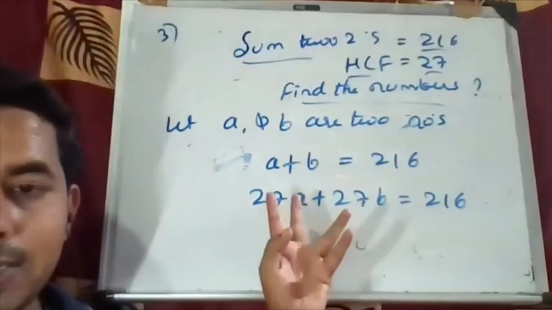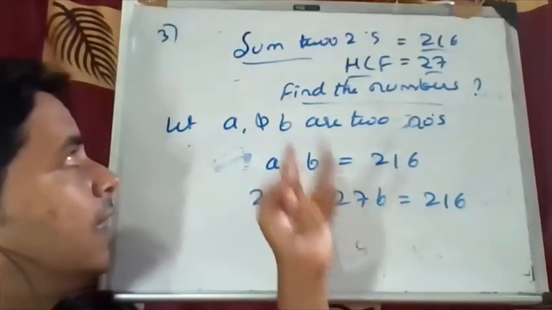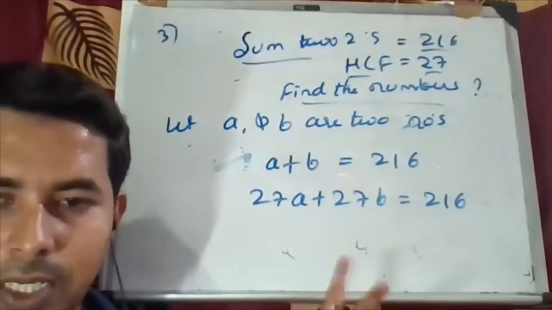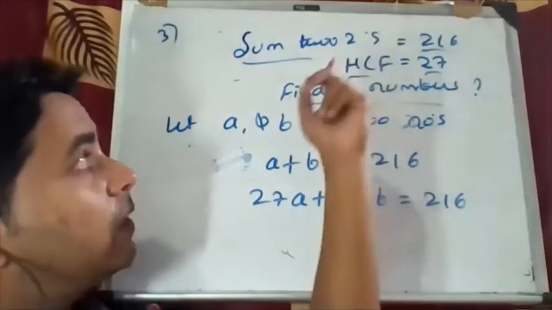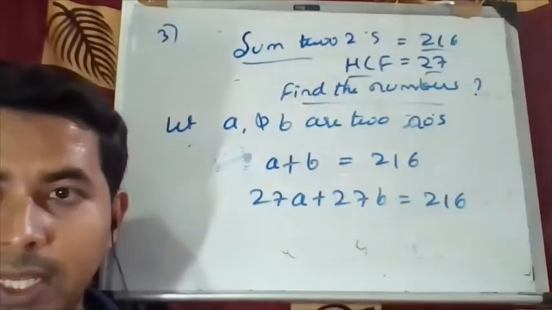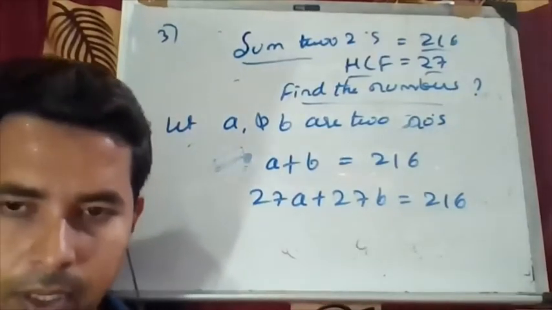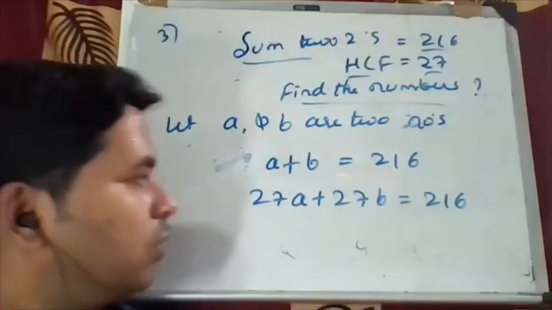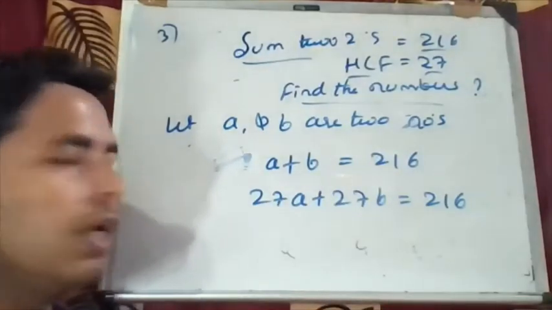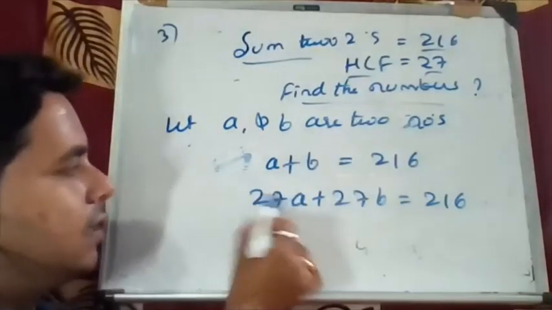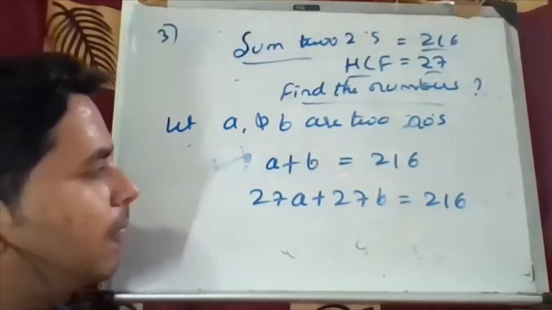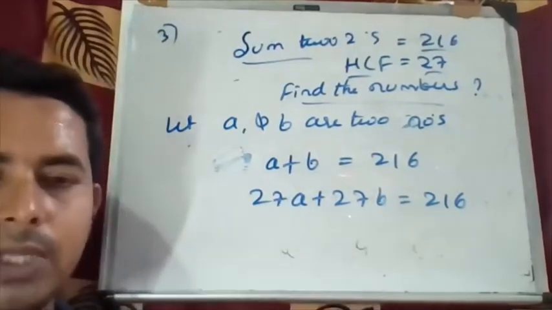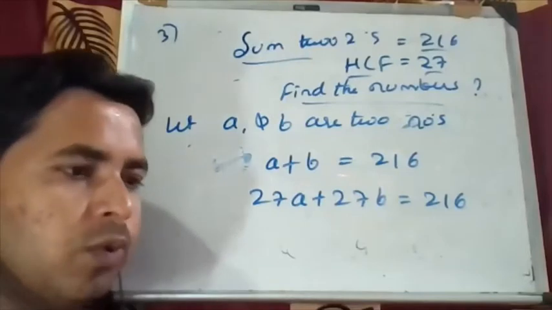Why I didn't take the same number here? Because they're adding two different numbers. Here we are doing a sum, and previously that was a ratio. For a ratio I have to take only one number, and here for a sum I have to take two different numbers. So always the HCF is multiplied with the given number. So this is the sum, 216.